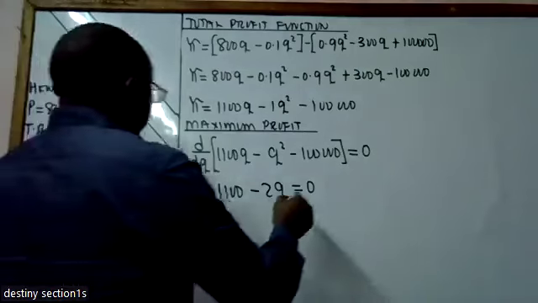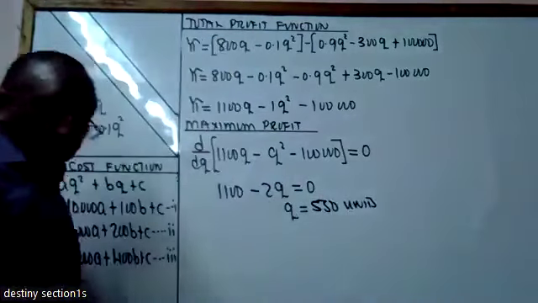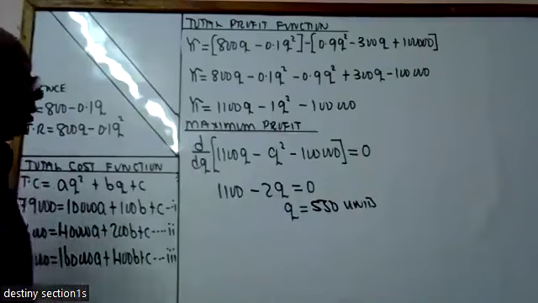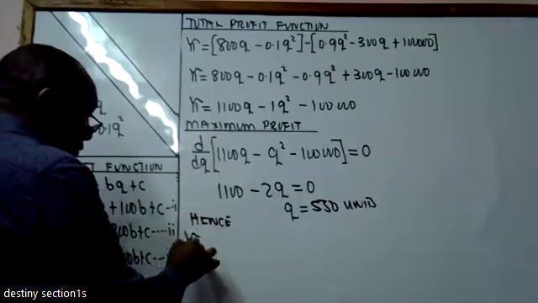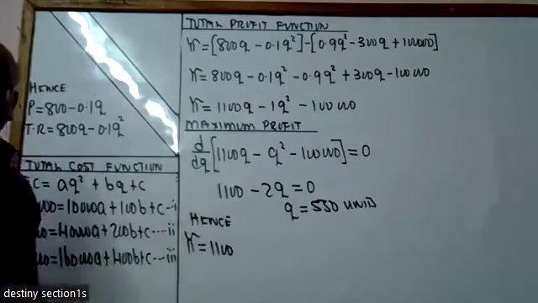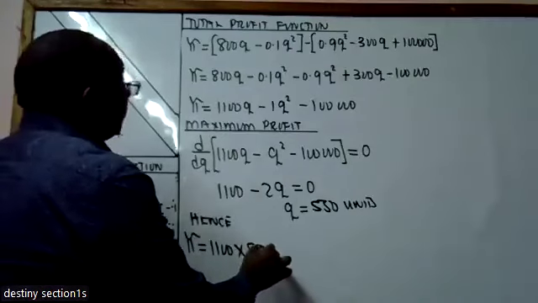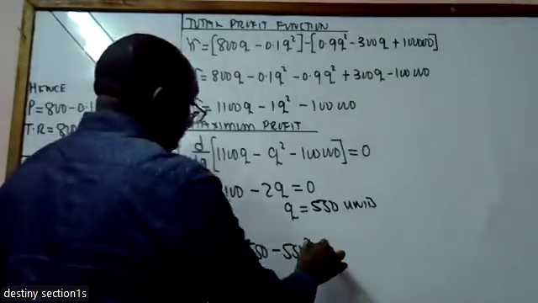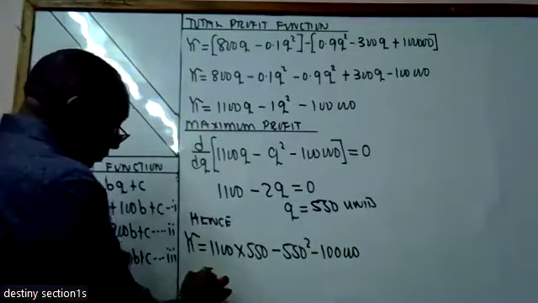550 units. That is what should maximize. So hence, profit should be equal to, naweka hapa kwa 100, although hapa wameuliza, they already required you 550, but unaweza iweka hapa times 550 minus 550 squared minus 100,000. Tell me how much that would be.